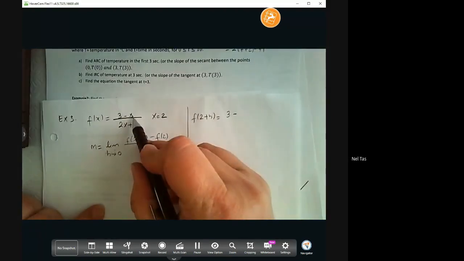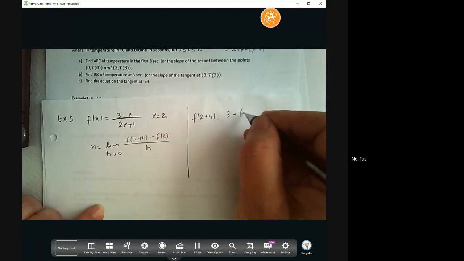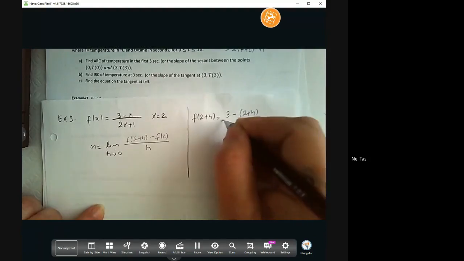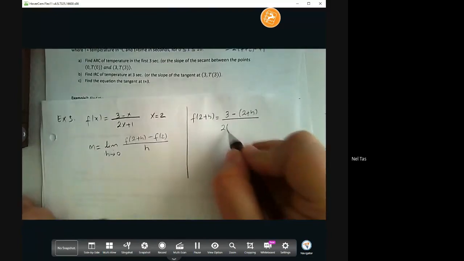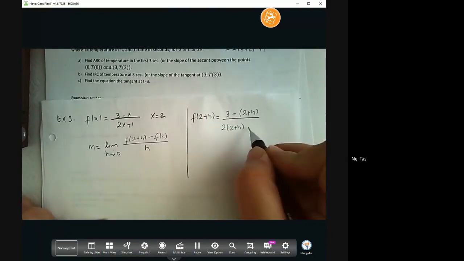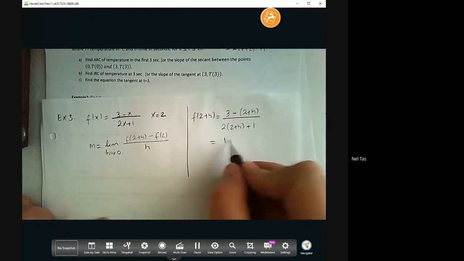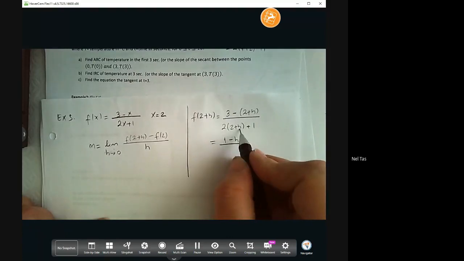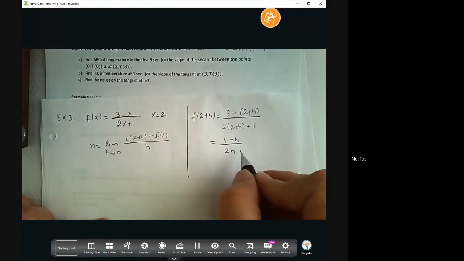Again, on the side, let's calculate f of 2 plus h. So 3 minus, so replace x by 2 plus h. Make sure you use brackets as you do that. Otherwise, you will get the wrong answer. So 2 times 2 plus h, plus 1. So 3 minus 2 is 1 minus h. And then 4 plus 2h and 1 plus 1.